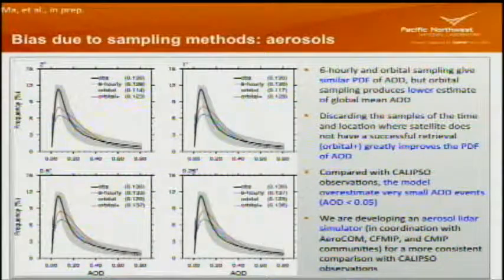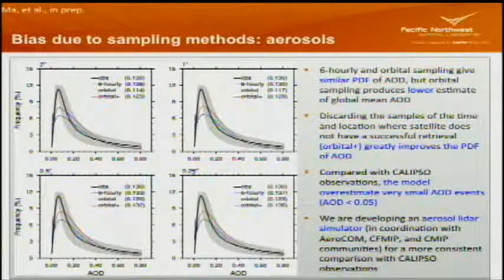And the red line is the orbital sampling, plus we discard samples from the model where, at the time and the location, the satellite doesn't have a successful retrieval due to clouds or a bright surface and so forth. You can see that 6 hourly and orbital sampling give you basically very similar PDFs, but if you take into account what they call satellite algorithm failure in our model sampling as well, it reduces the bias and agrees with the observation better. So this is important. But there's something missing here.